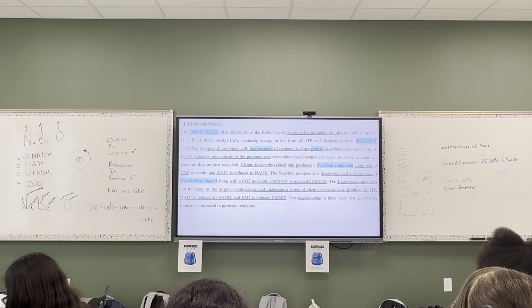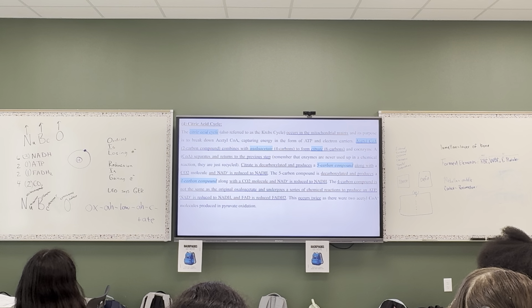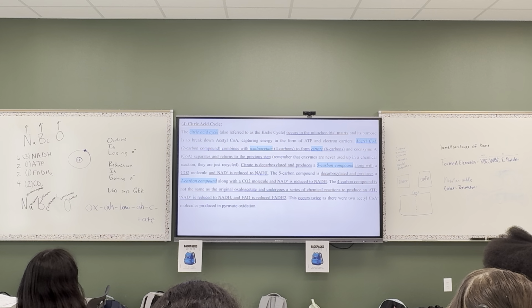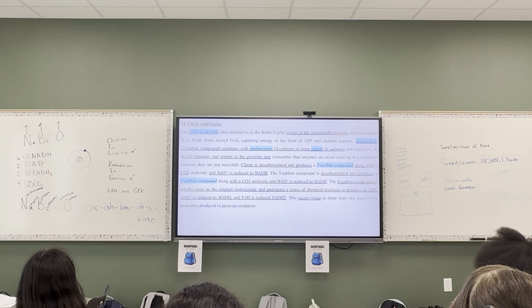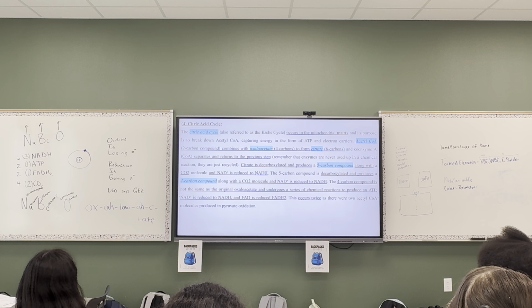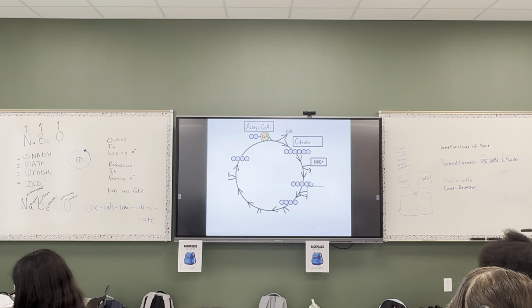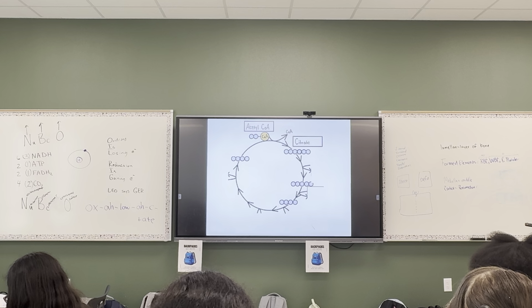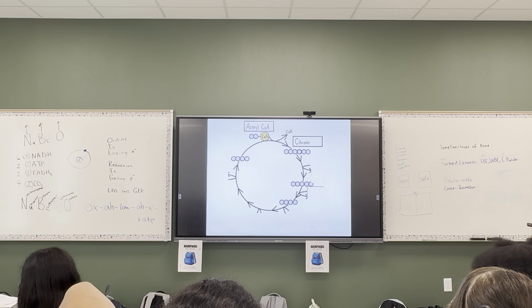Carbon compound is not the same as the original oxaloacetate. Oxaloacetate undergoes a series of chemical reactions to produce ATP. NAD plus is reduced to NADH and FAD is reduced to FADH2. So look at this one. Acetyl-CoA, the CoA leaves. 2 carbons plus 4 carbons make 6, which is who?